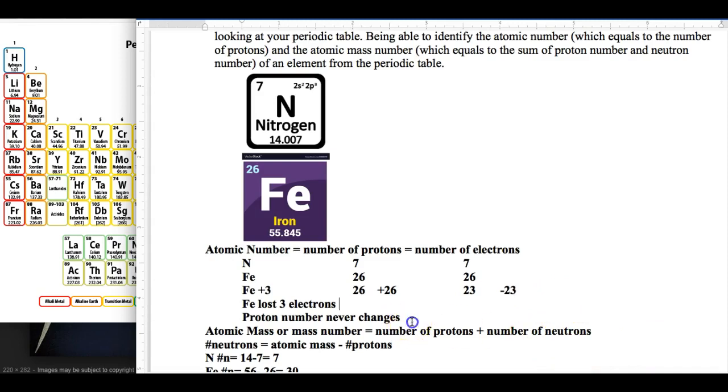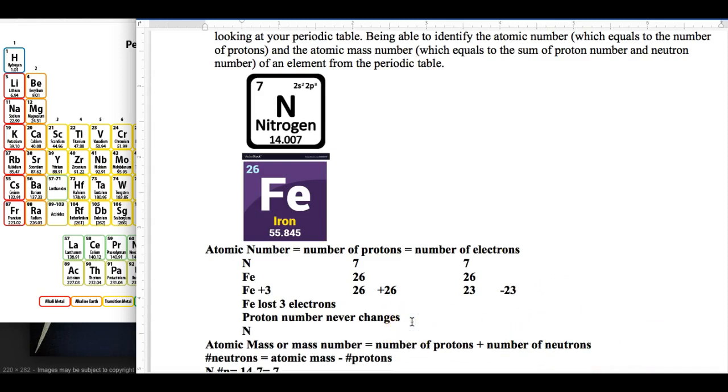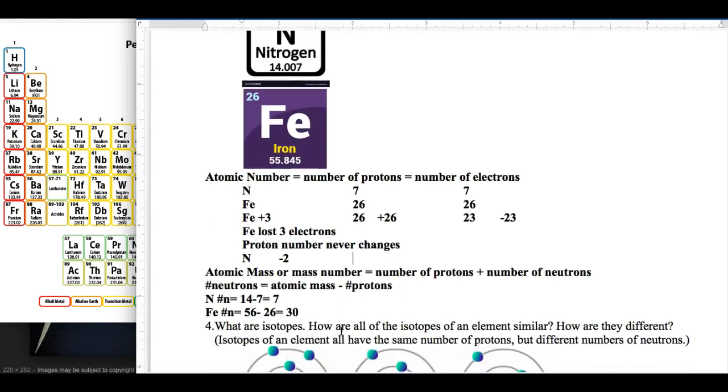So let's do another example. If we were to have nitrogen with, let's do a -2 charge. So this is nitrogen with a -2 charge. How many protons and how many electrons do we have? Think about it. So the number of protons is still going to be 7, and then the number of electrons would be 9 in this case, because in order to get to -2, that means you're having 2 extra electrons.